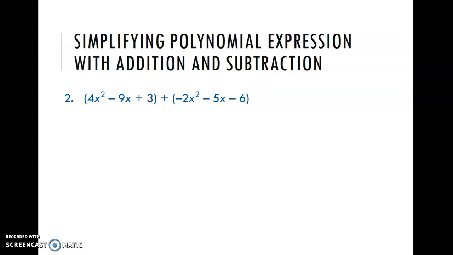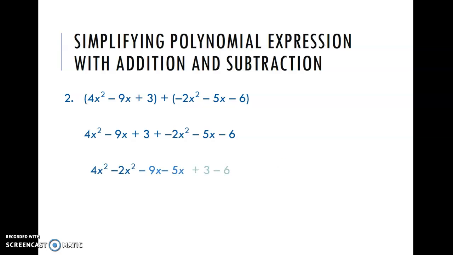Same idea, but this time it is a plus sign between the parentheses. When you have a plus sign between the parentheses, we simply drop the parentheses. So we're going to rewrite the problem exactly as it was above: 4x squared minus 9x plus 3 plus negative 2x squared minus 5x minus 6.